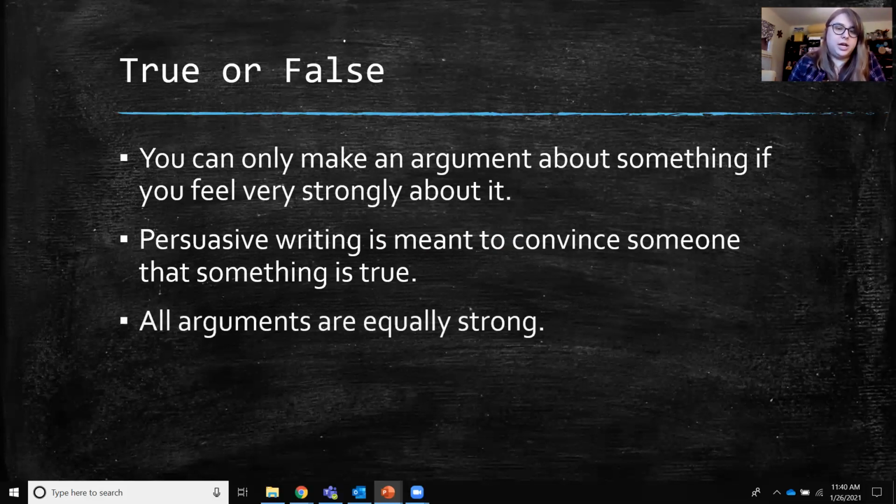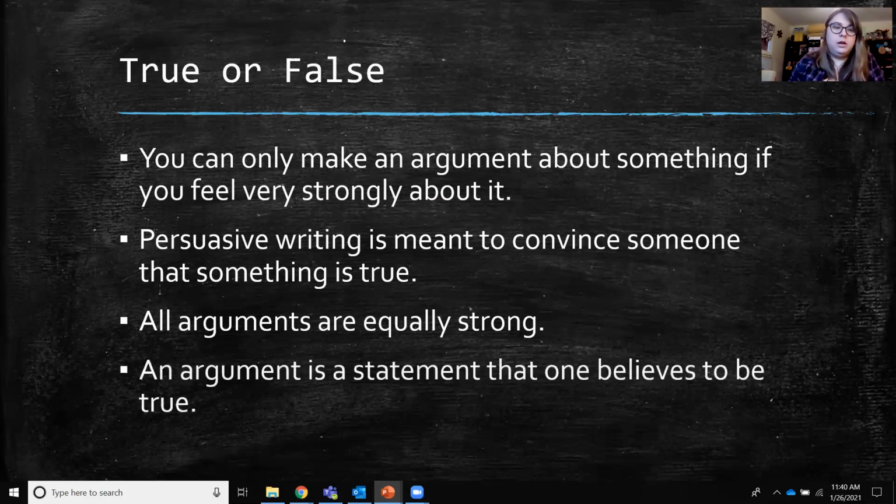Number 3, all arguments are equally strong. Do you think this is true or false? Write down your answer. Number 4, an argument is a statement that one believes to be true. If you think this is true, write true. If you think this is false, write false.